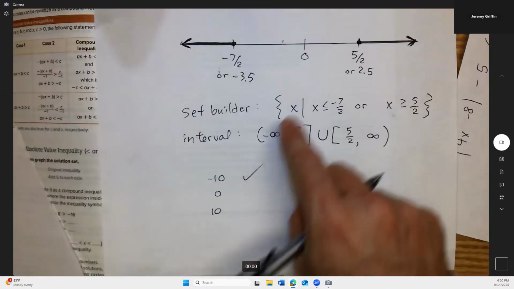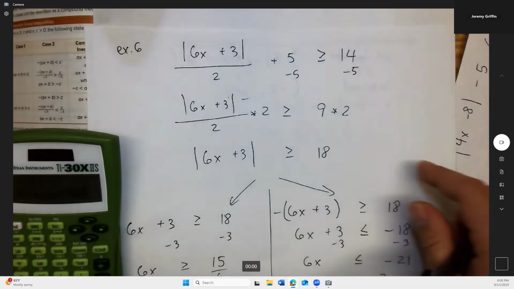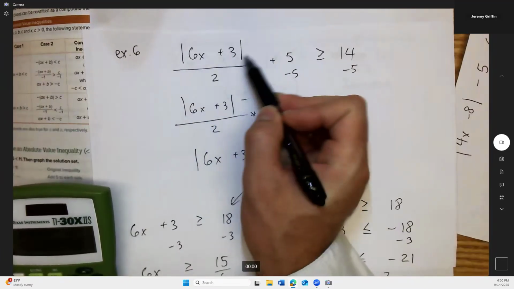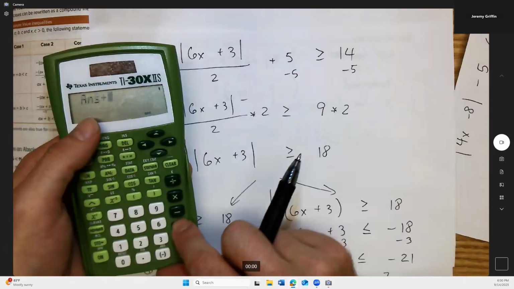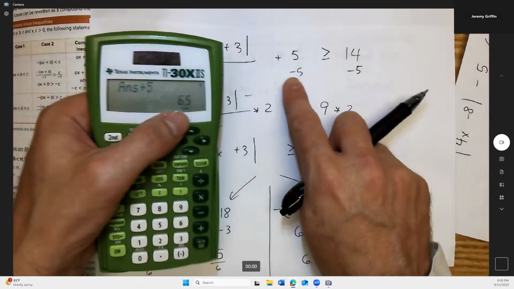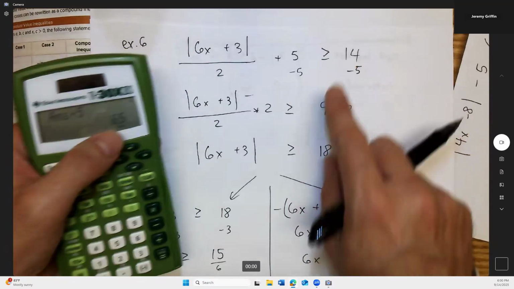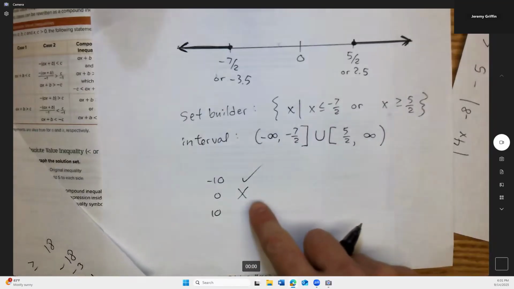Let's plug in 0 though. Now, if I plug in 0, this should fail. Let's see if it fails. So this would 0 out, plus 3. The absolute value of 3 is just 3. 3 over 2 is 1.5. If I add 5 to that, is 6.5 greater than or equal to 14? No, not at all. So this definitely failed, which I was hoping it would, because that's what my solution says.